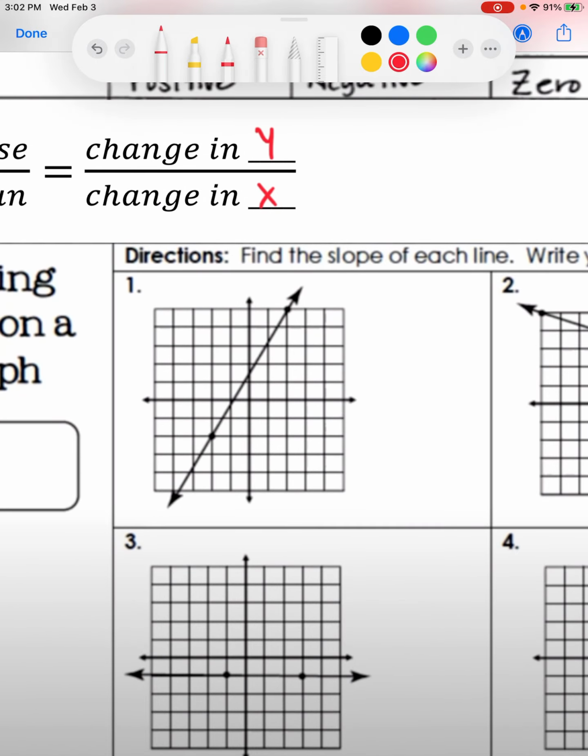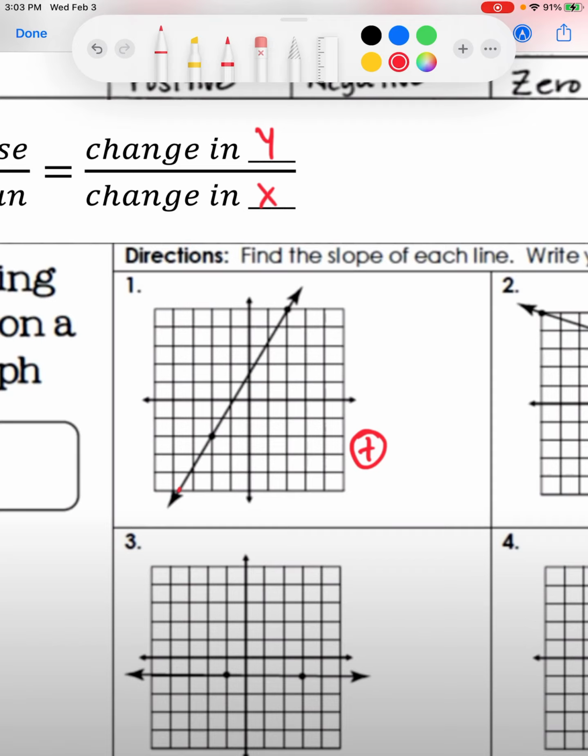So I've kind of zoomed in on number one here, and the first thing I want us to notice is that if I put my pen here on the furthest left point of the line that's still on the graph, as I move to the right, that line is going up. Therefore, it's a positive slope. So I know right away I have a positive slope here.